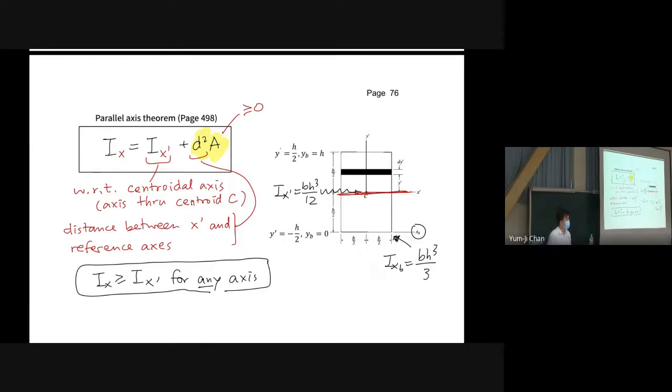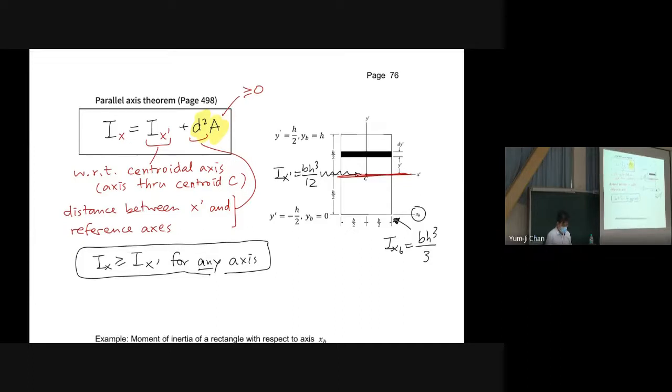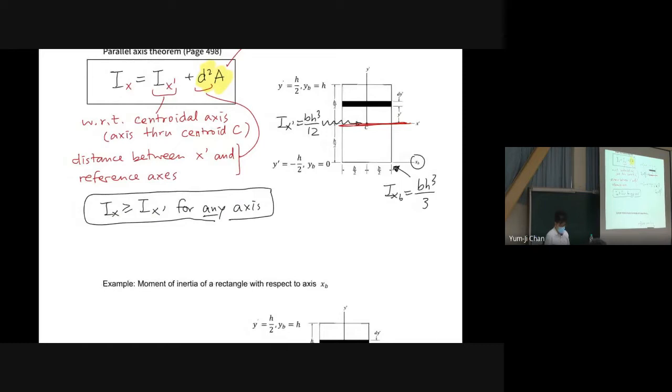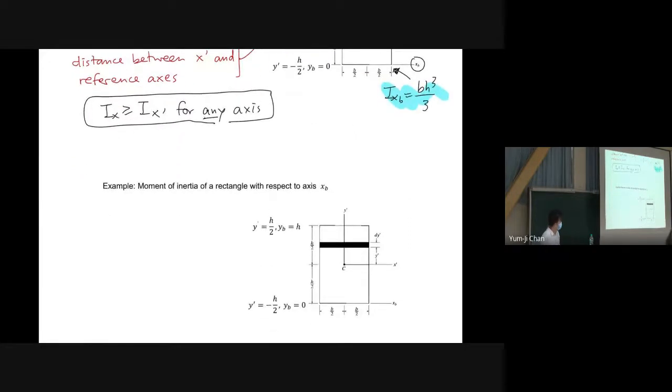And after that, we work out an example. I want to show the relationship between Ix prime and Ixb in an example. From the notes I've told you, Ix prime is equal to bx cubed over 12.